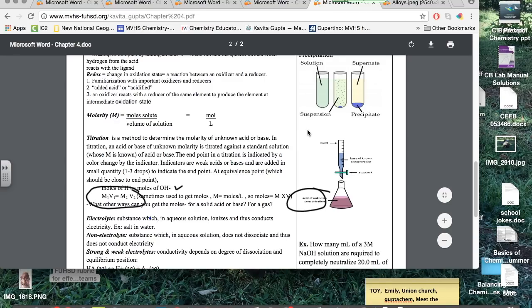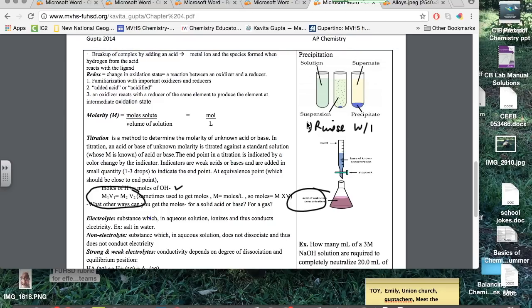Remember to prepare your burette. You must rinse with DI water first. Then you rinse with the solution that you intend to fill it with, because if you don't, you'll dilute the solution, and then the molarity of the unknown acid will come out to be higher than you expect it to be.